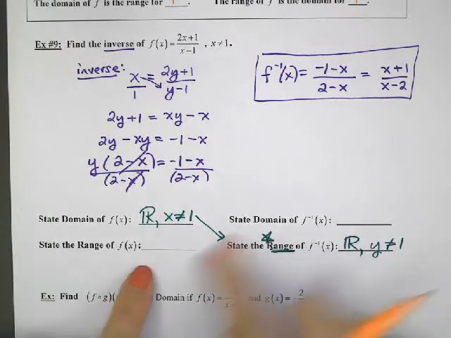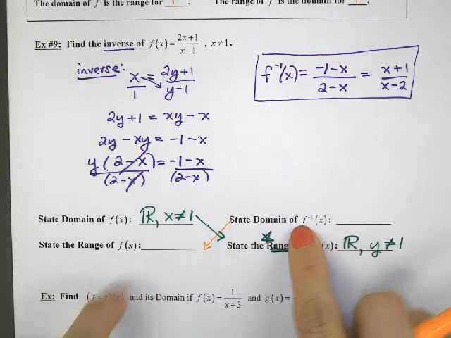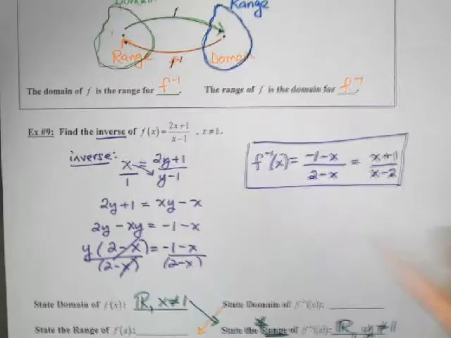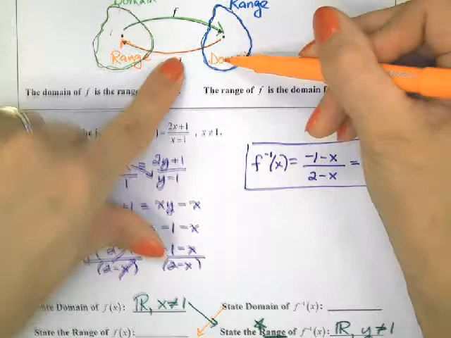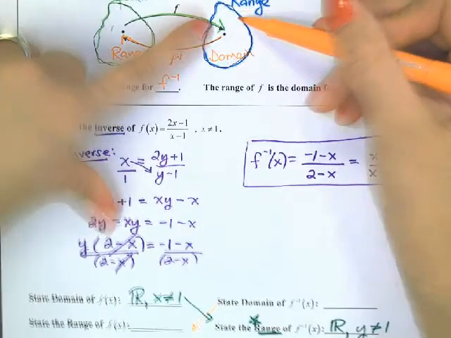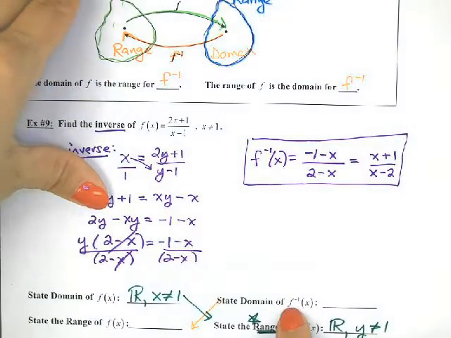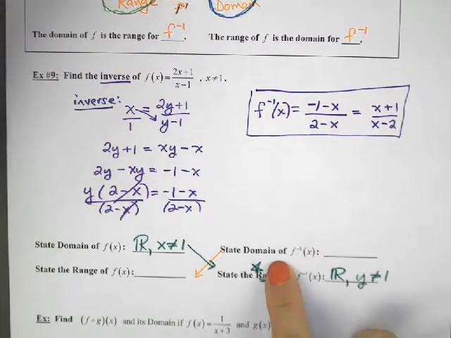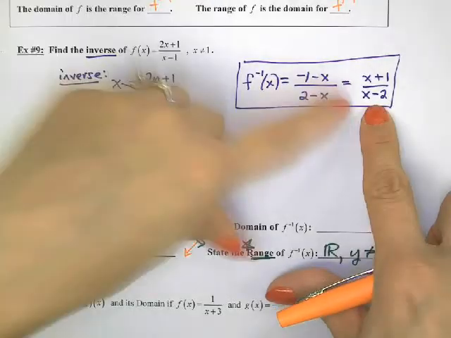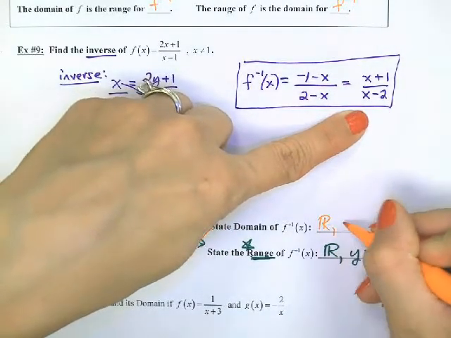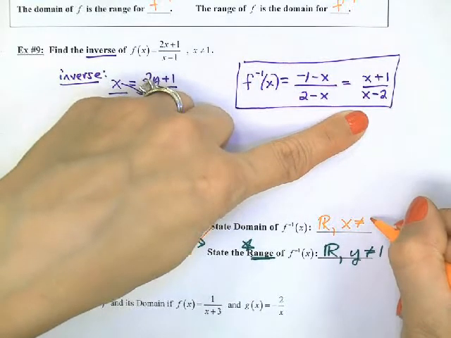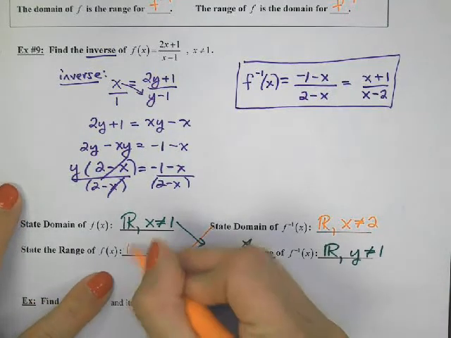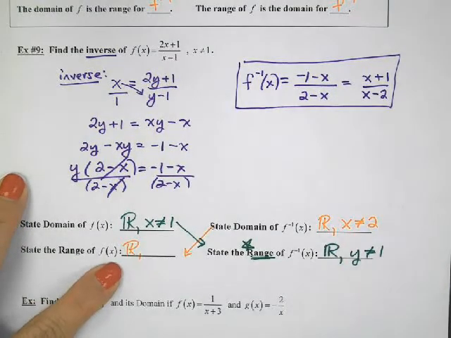Okay, now I know that these two answers are going to be the same. Domain for the inverse is the range of the original. And that would be this bubble up here. The domain for the inverse is the range of f. So I think it would be easiest if we just look at f, and then we could say the domain. So the domain of this guy right here is all reals except x cannot equal 2. Okay, and I know that that answer is going to be the same as here. So it's all reals except, go ahead and write it down.